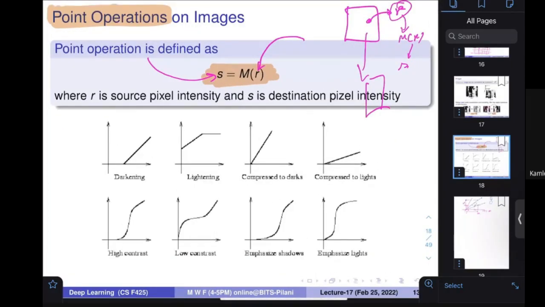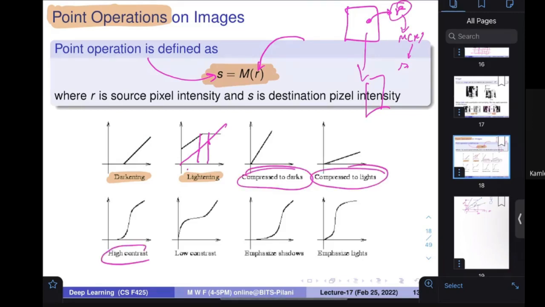If you understand this particular part, you can appreciate that if I use this particular line, I am darkening the image, because earlier the values were this, but now they are darkening. I get lesser values. Are you okay with that? Yes or no? Similarly, this is lightening. Earlier the value was this, but now instead of this I'm going to get this value. So it is darkening. Compression towards the dark, compression towards the light, and this is high contrast, low contrast.